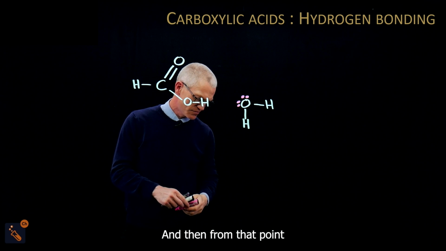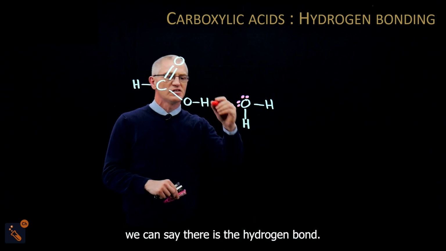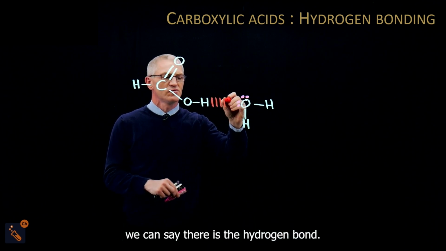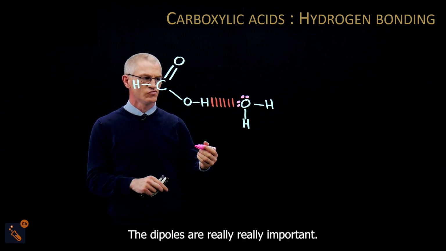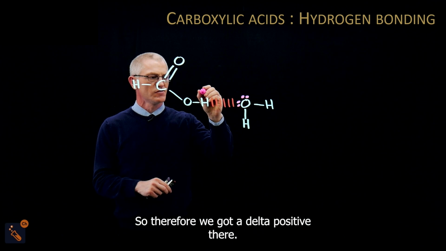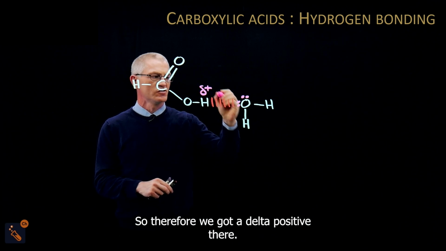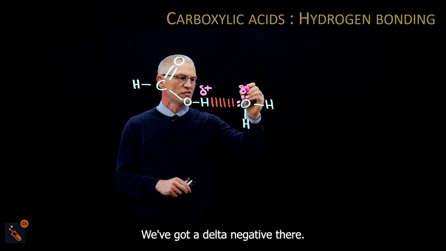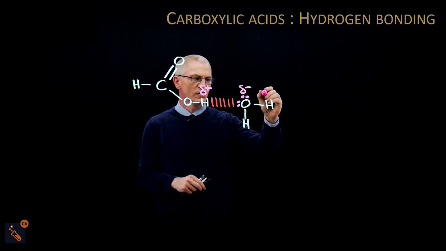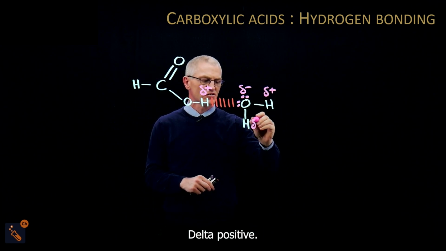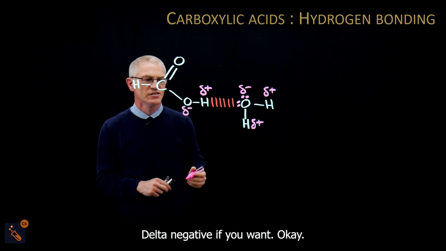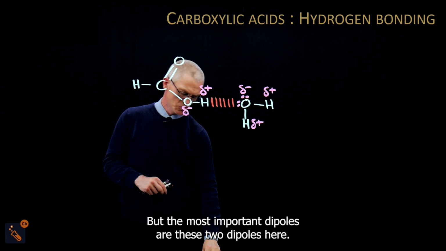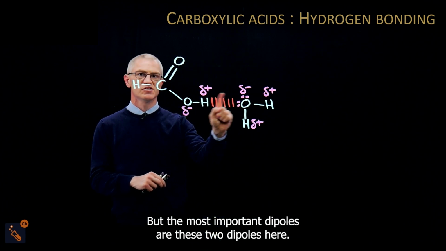And then from that point, we can say there is the hydrogen bond, but we can also do the dipoles. The dipoles are really, really important. So we've got a delta positive there, a delta negative there, delta positive, and you can even go as far over here, delta negative, if you want. But the most important dipoles are these two dipoles here.